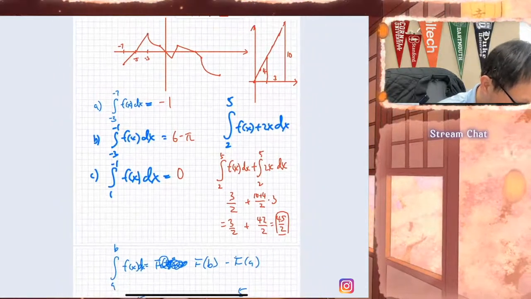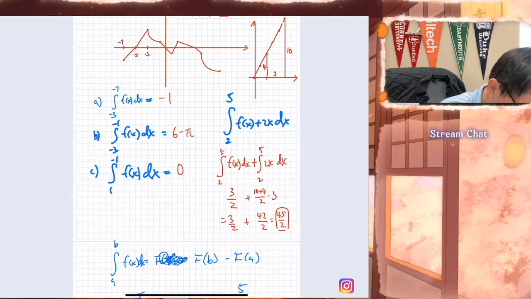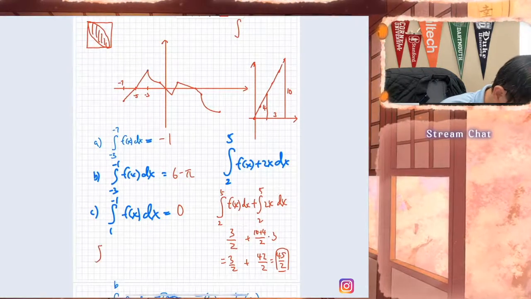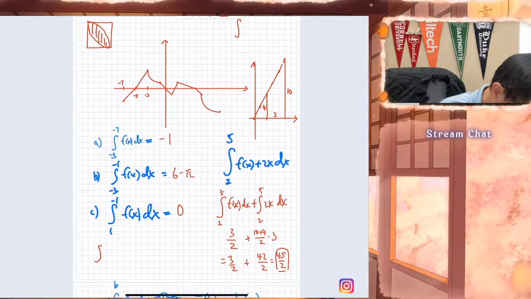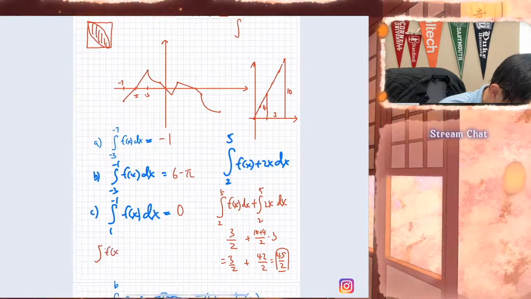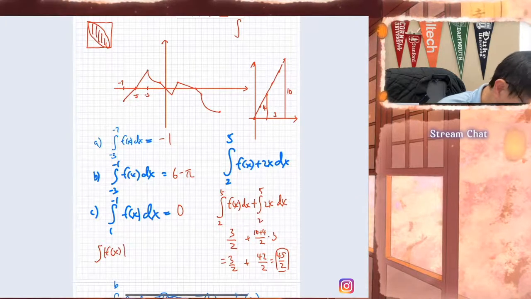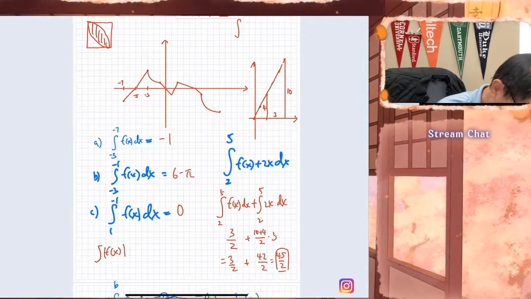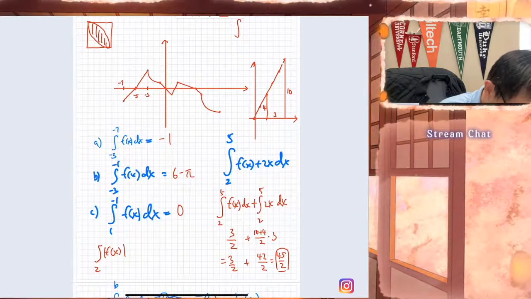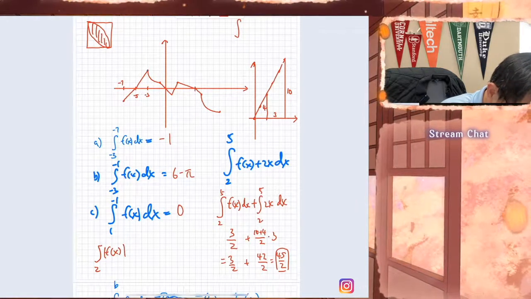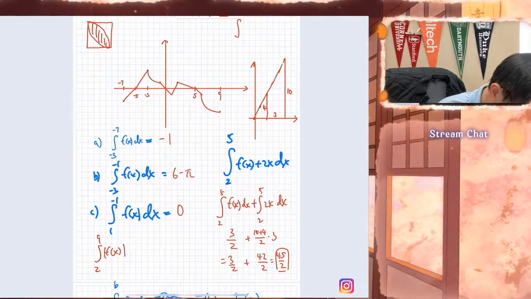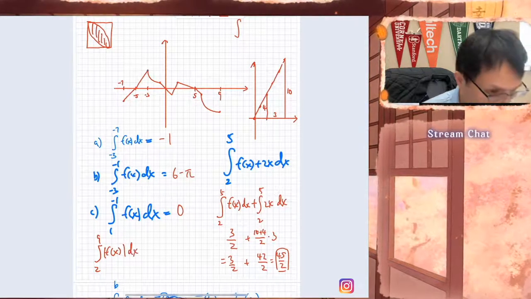Okay, also remember, I can ask you another type of question. I can ask you one more type of question, which is, what's the integration of the absolute value of f of x, from, let's just say, 2 to 9? What does the absolute value do?